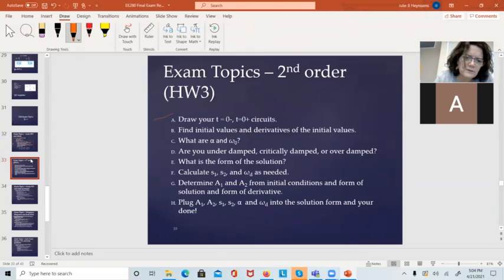Second order, something like this. This is something I'm likely to put on the final exam. It may be just pieces of this problem, like one problem with pieces, or it may be a really simplified version of the whole thing.